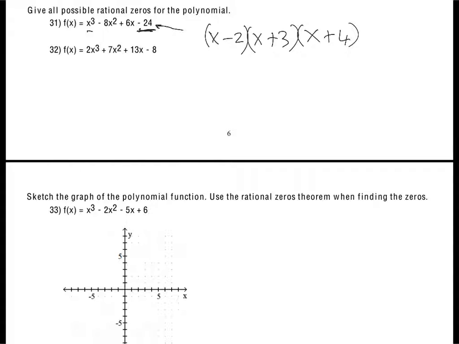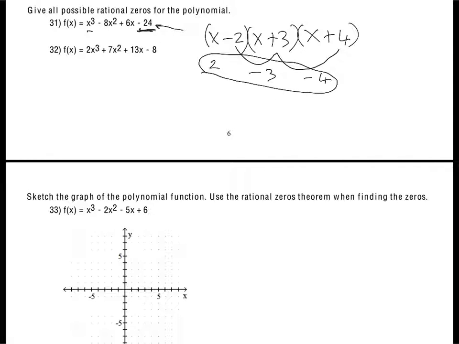All I'm saying is, can you see that negative 2 times positive 3 is negative 6, times positive 4 is negative 24? So what I'm saying is that the numbers that might work would be 2, negative 3 and negative 4, because they're all factors of 24. So there's no point in using a 5 when you're going to do synthetic division, because 5 is not going to go into negative 24.